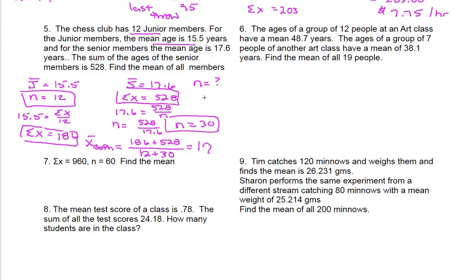Take a look at number 6 and see if you can do that one on your own. Pause the video now and then try to do this one. Basically, we're just finding the mean of two groups again. And then when you're ready, start it back up again and we'll compare and see how we did.